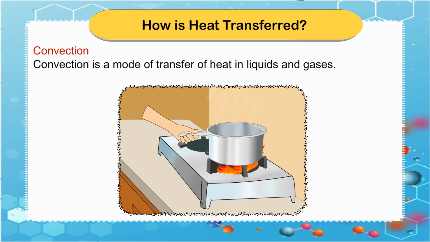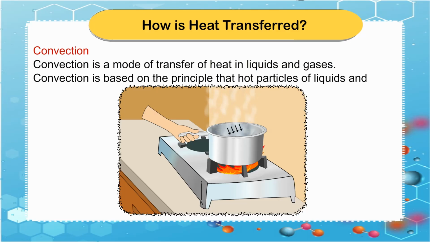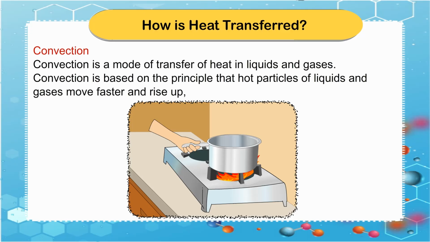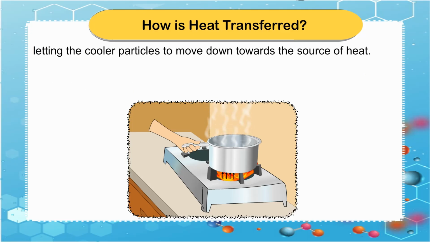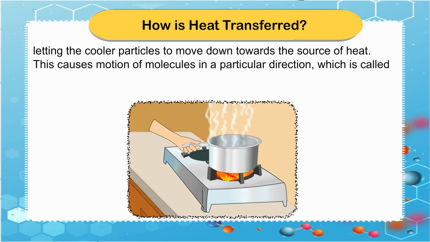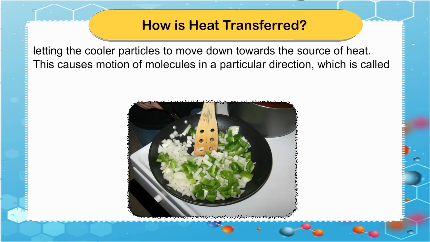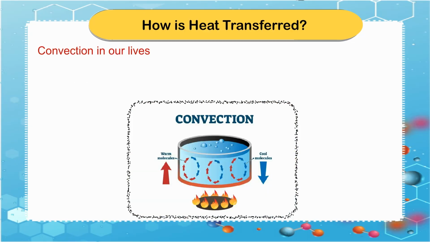Convection. Convection is a mode of transfer of heat in liquids and gases. Convection is based on the principle that hot particles of liquids and gases move faster and rise up, letting the cooler particles move down towards the source of heat. This causes motion of molecules in a particular direction, which is called convection current.